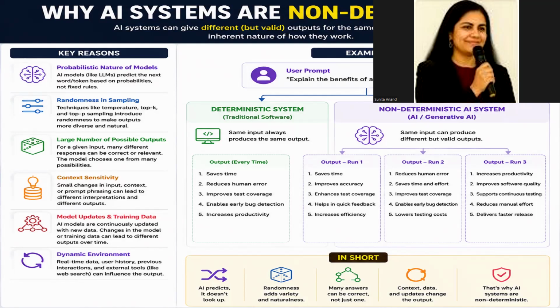I hope you all have understood the difference between traditional testing and AI testing. What is the difference between deterministic output and non-deterministic output? Where do we get these outputs? And why do AI systems give us non-deterministic outputs? So let us learn more about testing AI agents in our upcoming videos.